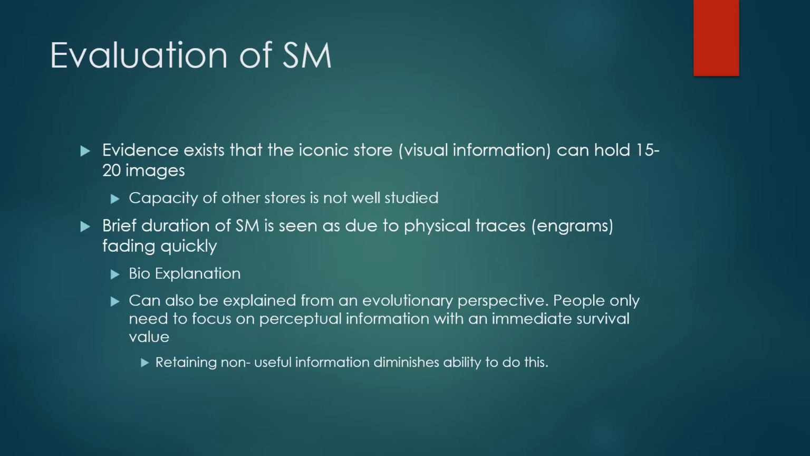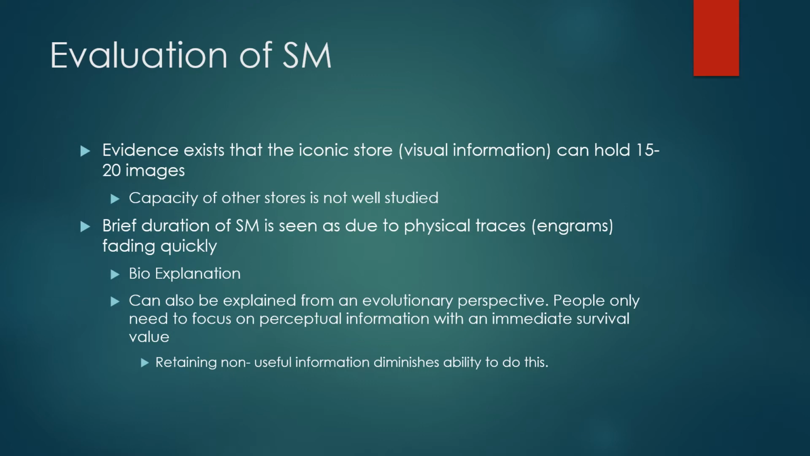In terms of how we view sense memory and evaluations of it, there is evidence that the iconic store, or visual information, can hold 15 to 20 images. But the capacity of other stores is not necessarily as well studied. It becomes harder to measure how much that could be.